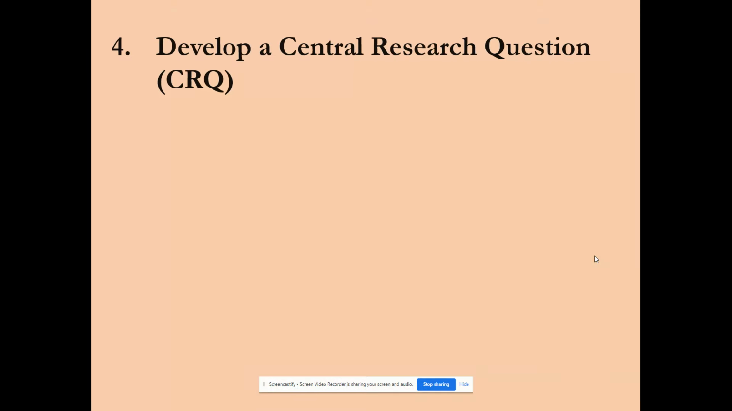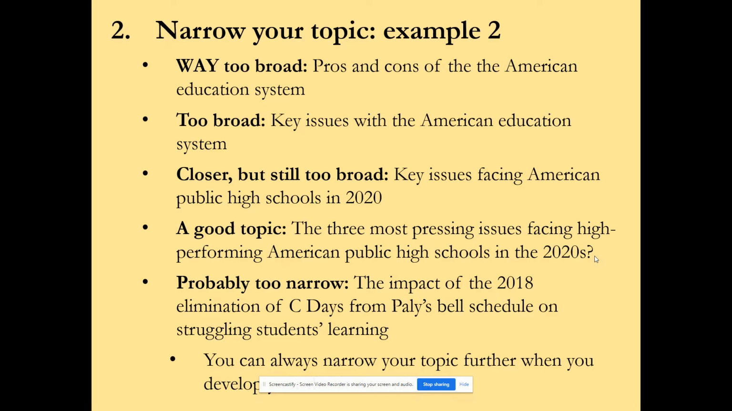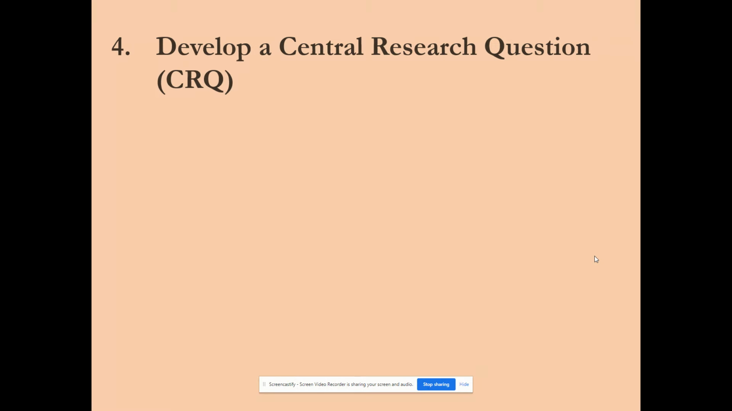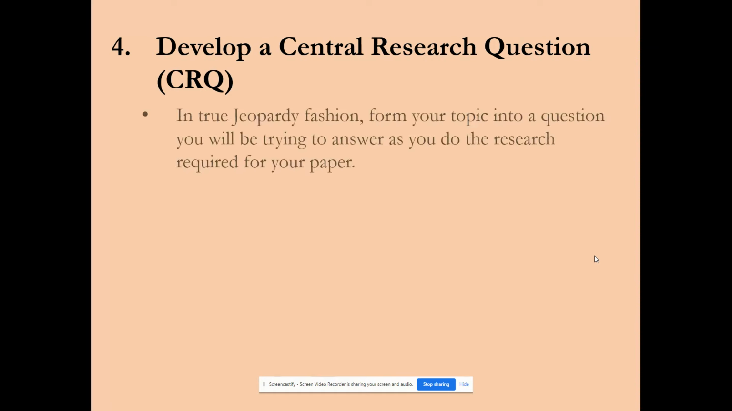All right. So, fourth step. Oh wait, that should be a 3. Oh, so many typos today. Okay. Step 4. Developing a central research question. This step actually doesn't take very long. If you have a clear and effectively narrowed down topic that you're passionate about, all you have to do is form it into a question.